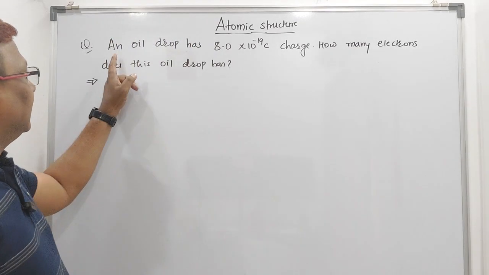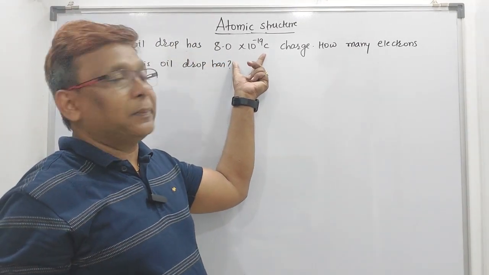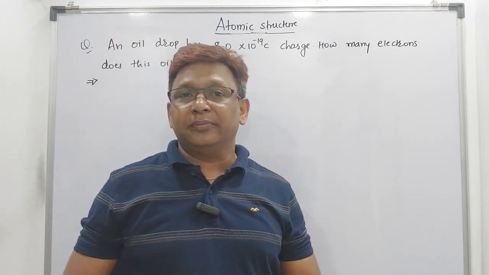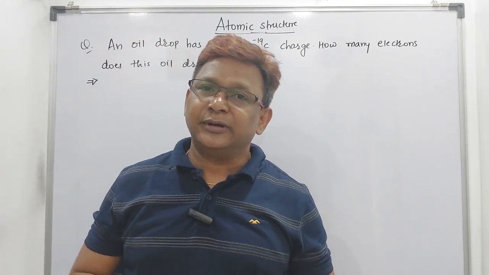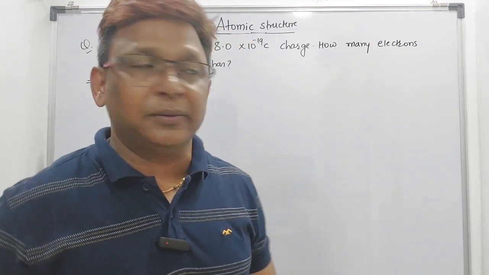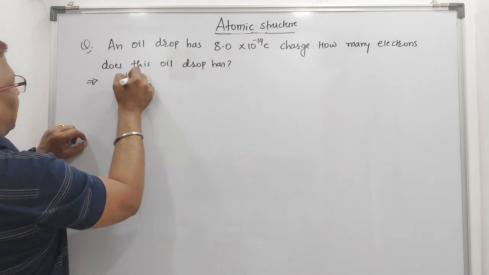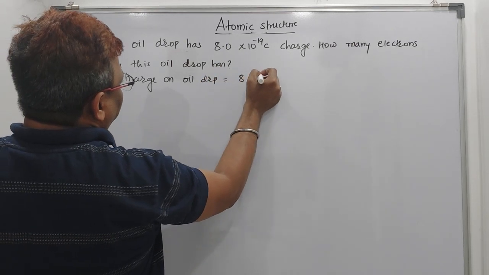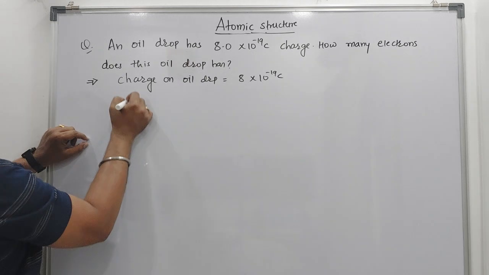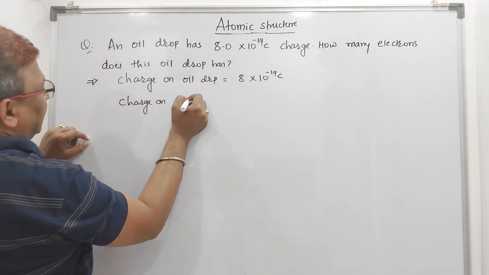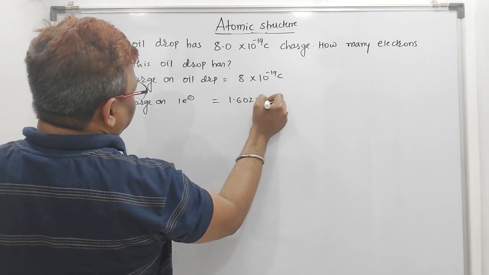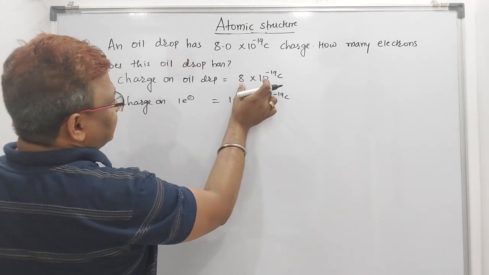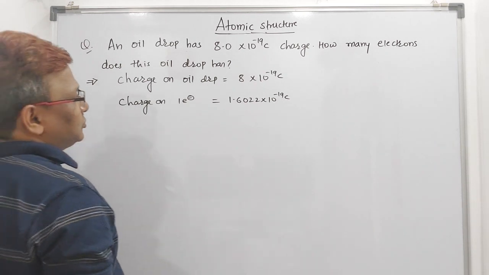See, here a question is given. An oil drop has a charge of 8 × 10^-19 coulomb. How many electrons does this oil drop have? We saw that each oil drop has an integral multiple of 1.6022 × 10^-19 coulomb. So the charge on the oil drop is 8 × 10^-19 coulomb, and the charge on one electron is 1.6022 × 10^-19 coulomb. If this is the charge for one electron, then this is the charge for how many electrons? So it should be 8 divided by this value.